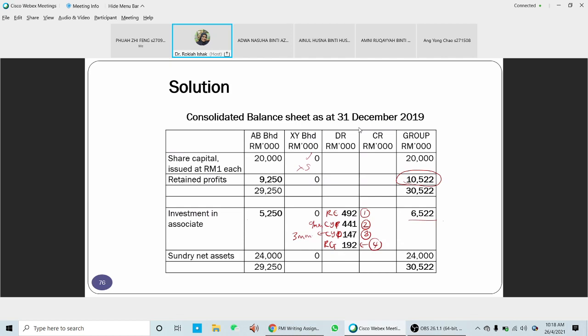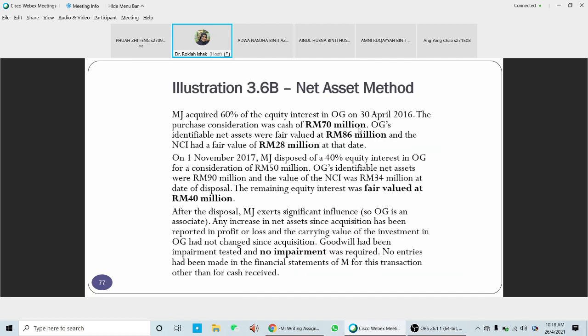So we continue with your slide 77. Okay, so any questions that you have for this one? It's okay, isn't it? Okay. So we proceed with the next one, illustration 3.6b. But 3.6b is using, can I just close this one for a while?